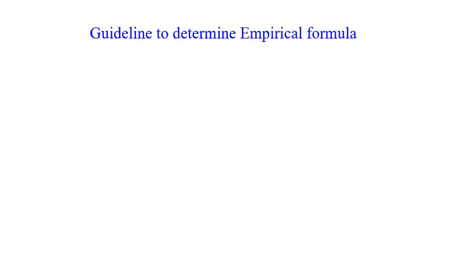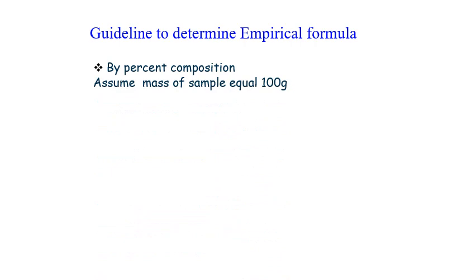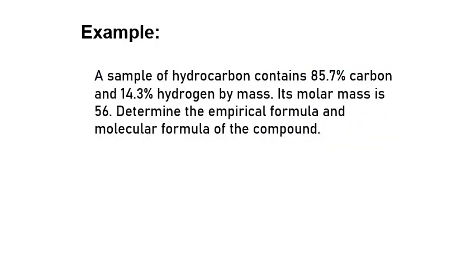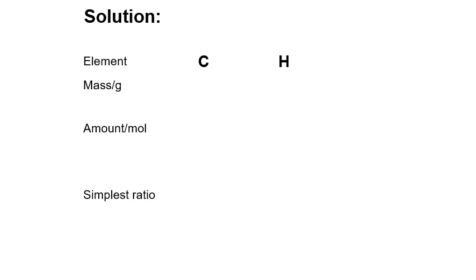Guideline to determine empirical formula. If the data is given by percent composition, you must assume the mass of the sample is equal to 100 gram, and then draw the table as shown. Example of a question on how to determine the empirical formula and molecular formula by percentage composition. Solution.